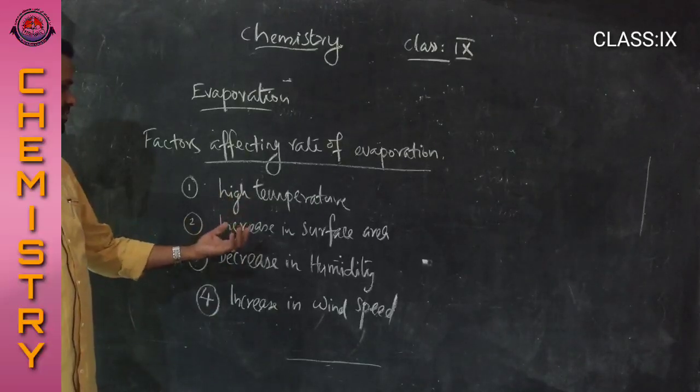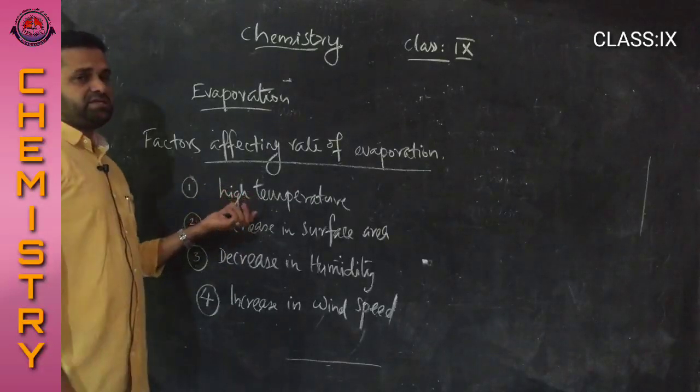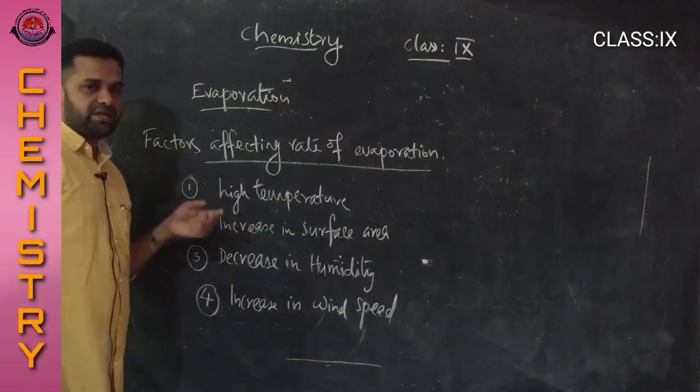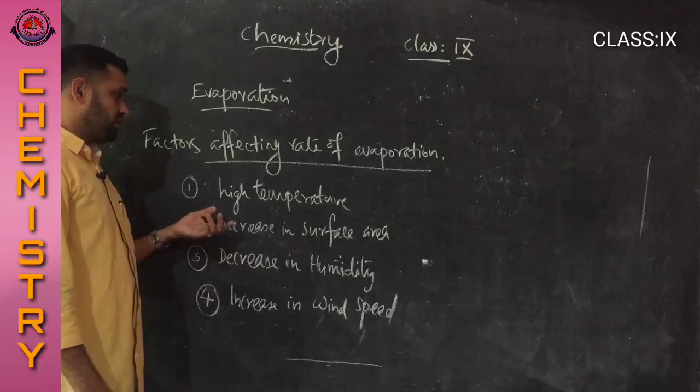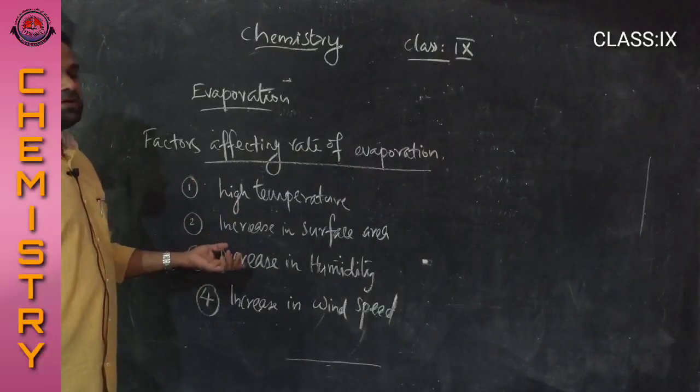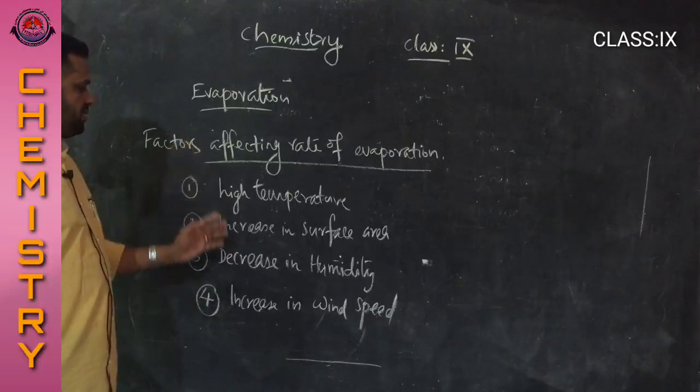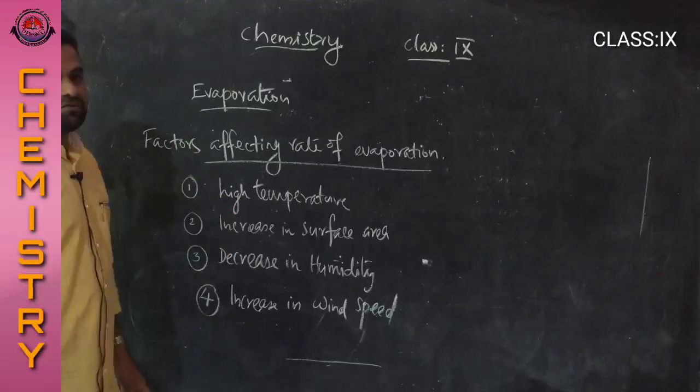All these are the different factors affecting the rate of evaporation. An increase in temperature favors the rate of evaporation, an increase in surface area favors the rate of evaporation, a decrease in humidity and an increase in wind speed do as well. All these are the factors which affect the rate of evaporation.